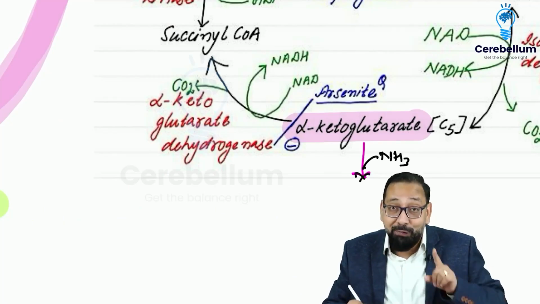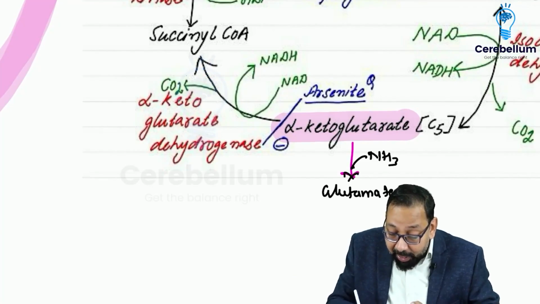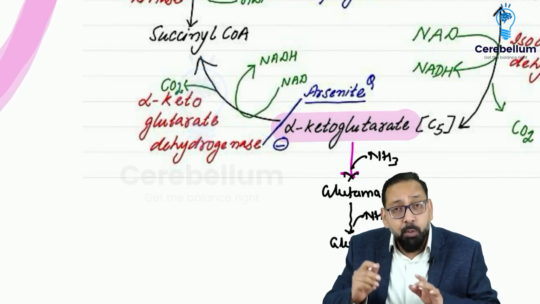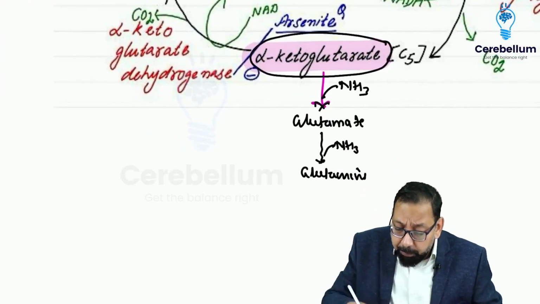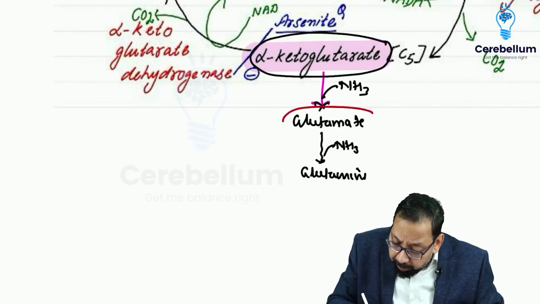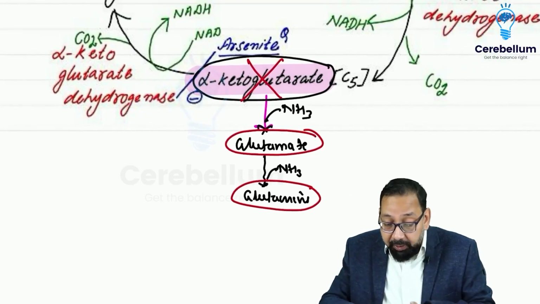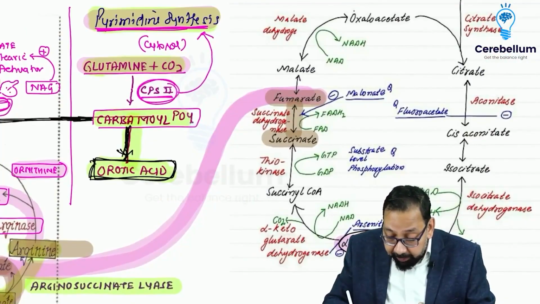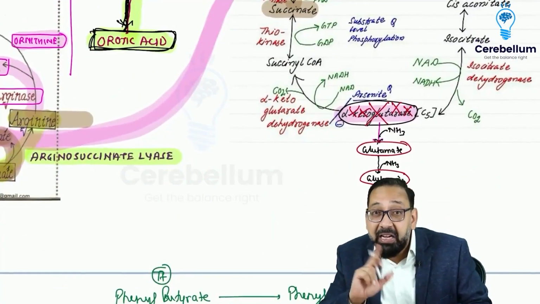I told you alpha ketoglutarate will be converted to glutamate, and this glutamate binds with further ammonia to form glutamine. So if ammonia is very high, then this alpha ketoglutarate will be converted to glutamine, and this will be decreased. And when this decreases, Krebs cycle intermediate will be depleted. If this Krebs cycle intermediate is depleted, Krebs cycle will not occur.